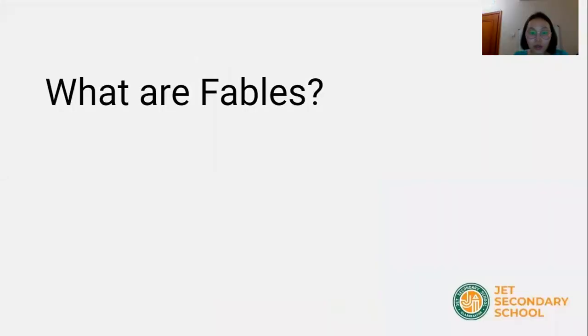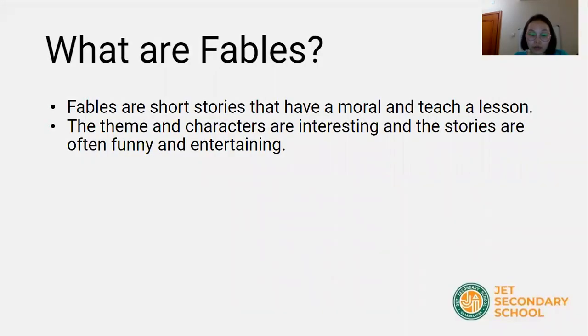What are fables? Fables are short stories that have a moral and teach a lesson. The theme and characters are interesting, and the stories are often funny and entertaining.